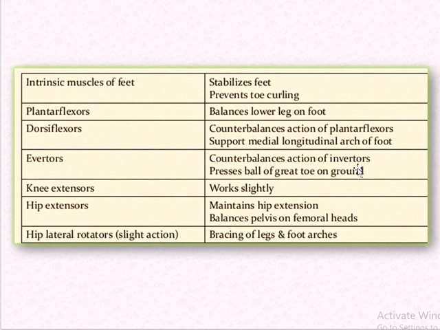Everters counterbalance the action of the inverters and press the ball of the great toe on the ground. Knee extensors work slightly. Hip extensors maintain hip extension and balance the pelvis on the femoral heads. Hip lateral rotators, slight action, basically bracing the legs and foot arches.